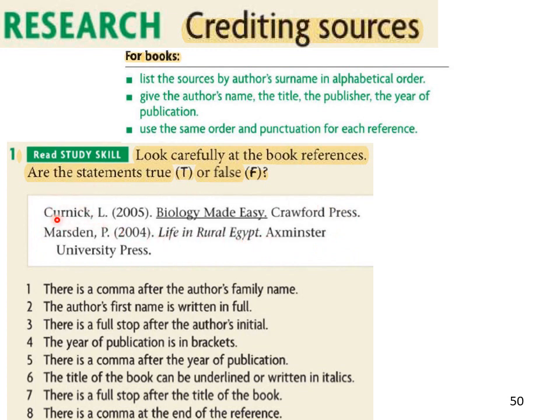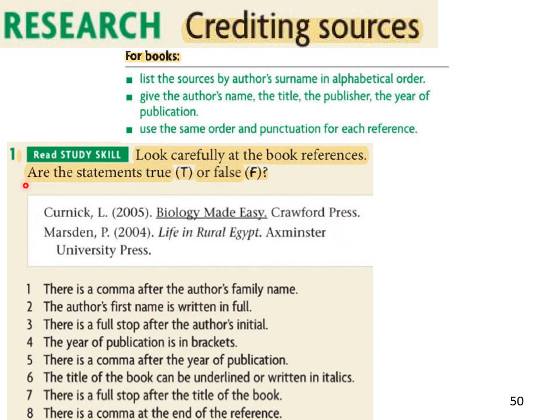So the author's surname followed by a comma, and then the first name, just the initial capital letter followed by a full stop, and the year of publication, and then the title of the book, Biology Made Easy, and then the publisher.